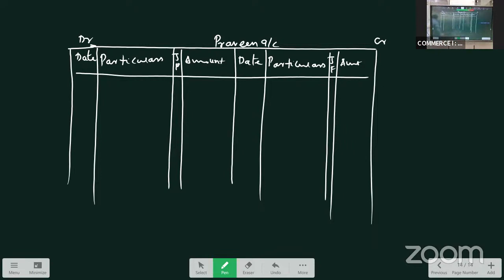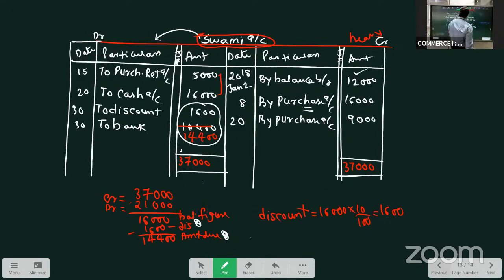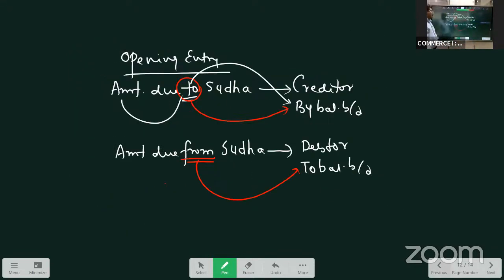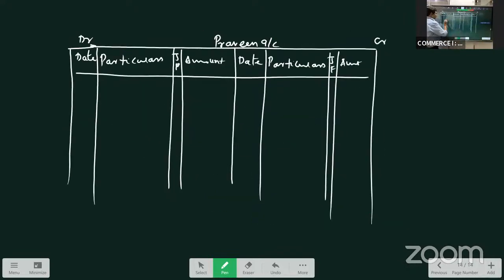So I'm starting with the first transaction. The transaction says balance due from Praveen. So standard, no? Every time, either it will be amount due to or it will be amount due from. This is our shortcut, no? If it is to, write it on the credit side. If it is from, write it on the debit side. So in this case, it is amount due from Praveen. So I'll take it on which side? Yeah, debit side. I'll take it on the debit side as to balance brought down.